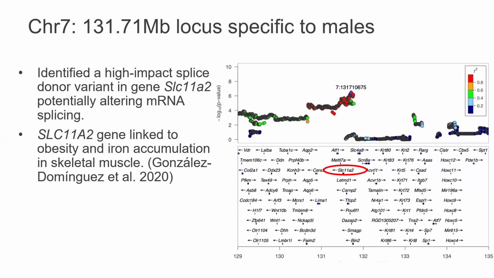This locus does look very dense, but this was unique to the male GWAS that we ran for body weight. I want to point out that when we performed variant annotation for all the SNPs in this QTL interval, we found a high impact coding variant, a splice donor variant, within this gene, which is SLC11A2. This SNP potentially alters the mRNA splicing and probably significantly alters the protein function. In humans, the same gene has been linked to obesity and iron accumulation in skeletal muscle.